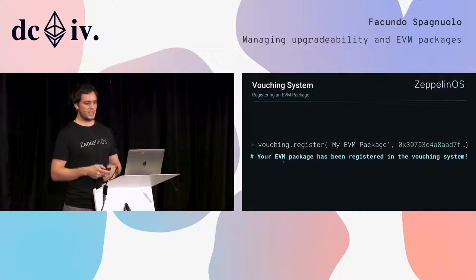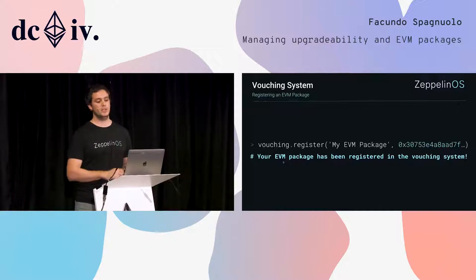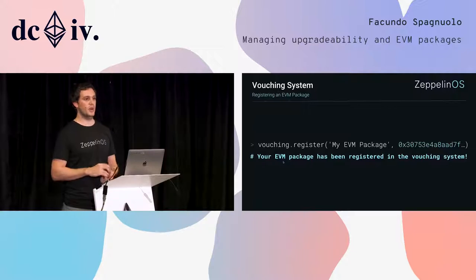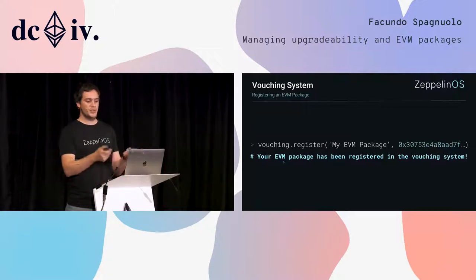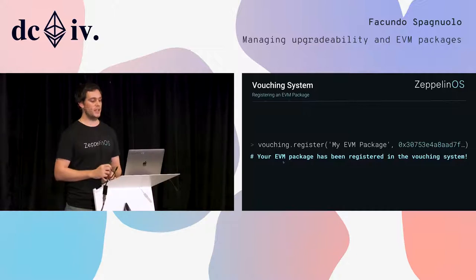And let's see a quick example of the things that we can do with the vouching system. For example, we're seeing here a way to register a new EVM package on the vouching system of Zeppelin OS. It's really simple. You just need to pass the name of your EVM package and the address where it's deployed, and it will be as simple as that.